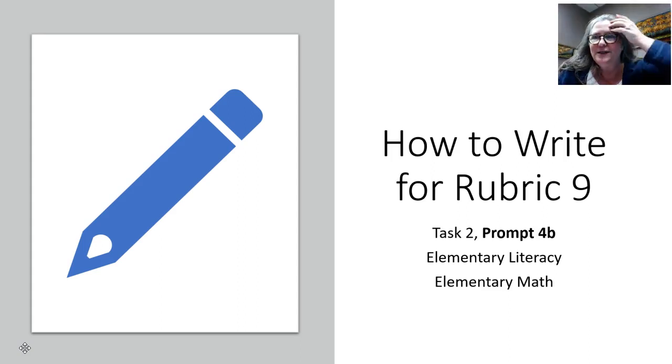So Rubric 9 is primarily scored with your video evidence, and it's Task 2, Prompt 4B. That's important. Notice it just says 4B. That is because that is the only place in your Task 2 that's associated with Rubric 9. And so if you don't write very much, then there's not much hope that you're going to do well on Rubric 9. So I've used elementary literacy and elementary math as examples. However, we'll talk about how you can use this video to help other content handbooks.